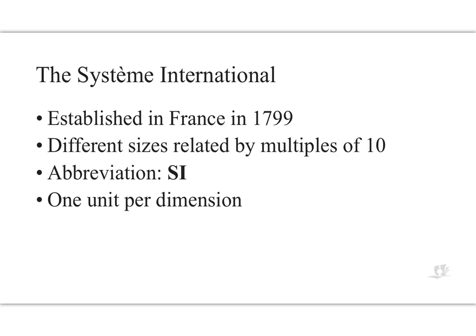So we have an international system for units. This was established in France in 1799, and it's really related to multiples of 10. The abbreviation for it is SI, and what you'll find is there is one unit per each dimension. So there's one standard unit for every dimension that we're going to deal with.